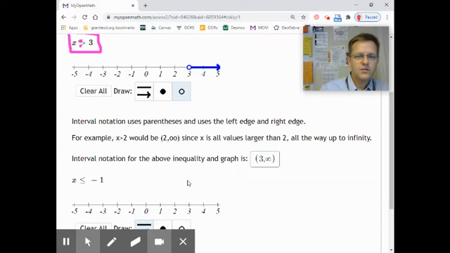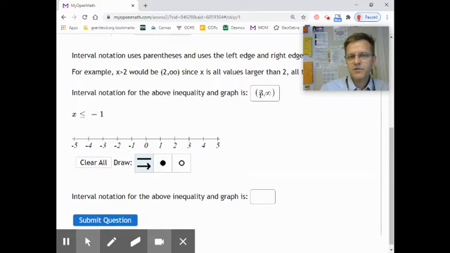All right. So this means larger than 3 all the way up to infinity, which again is not a place. It means as far as you want. So larger than 3 forever.